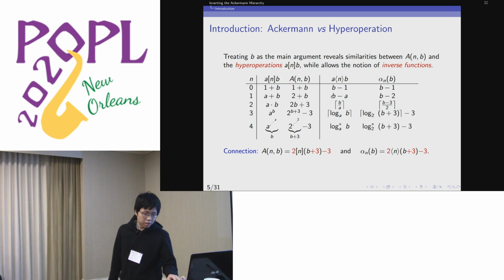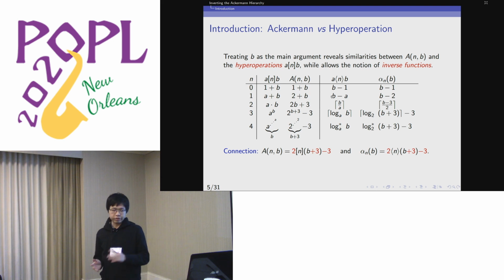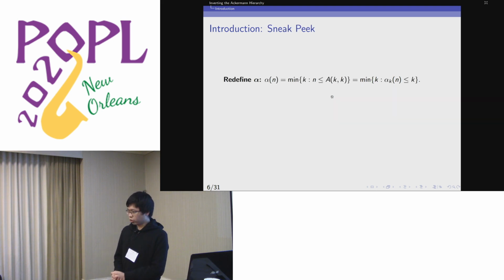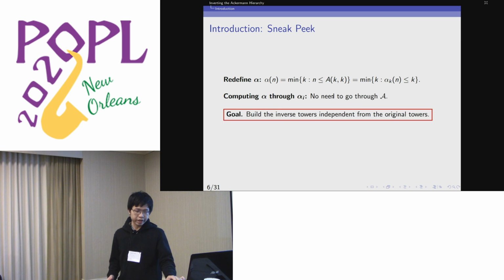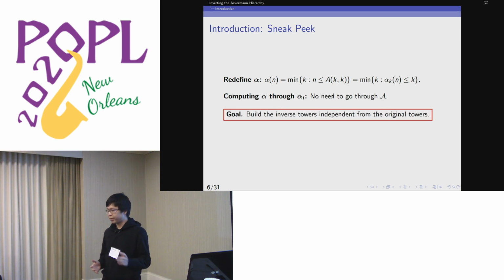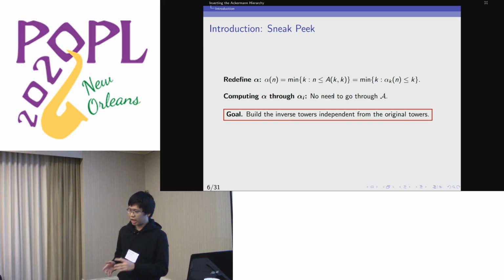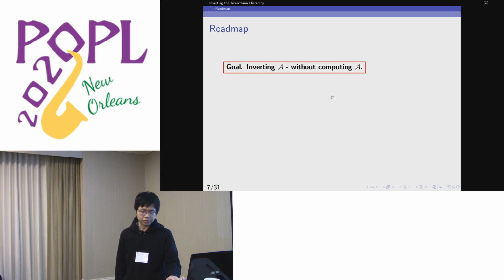But more importantly, you can build the inverse towers by providing the inverse function to each of the individual levels in each of these 2 towers. And so, we are able to redefine alpha in terms of alpha k, which is the inverse Ackermann tower that we have seen just now. And if we are able to build the inverse Ackermann tower independently from the original tower, we can compute the inverse Ackermann function more efficiently, because we don't have to compute all the big numbers in the original tower anymore. So this is the plan.